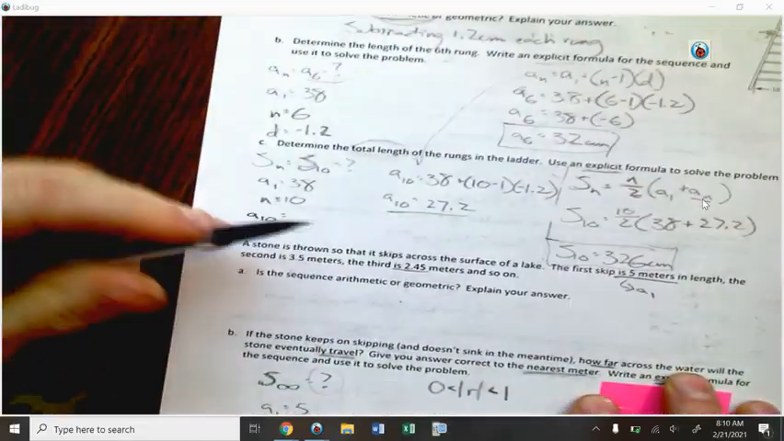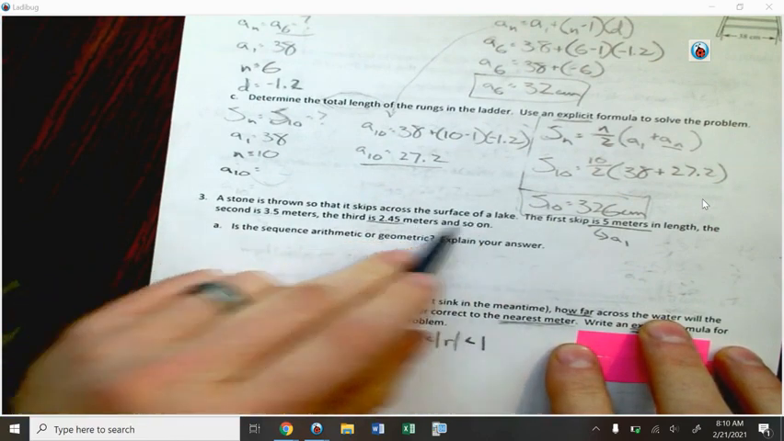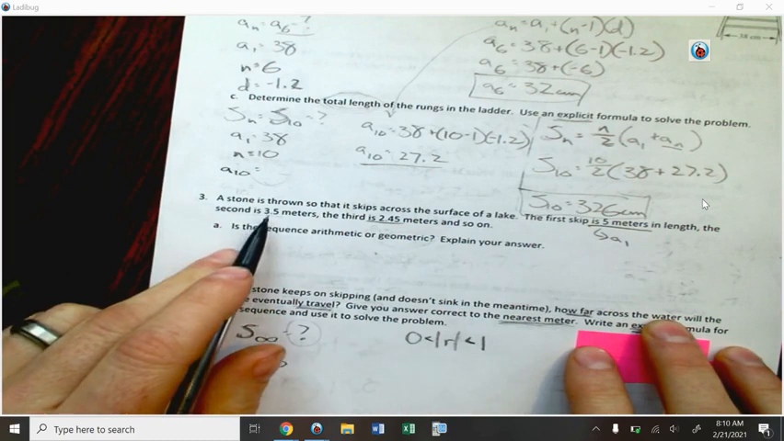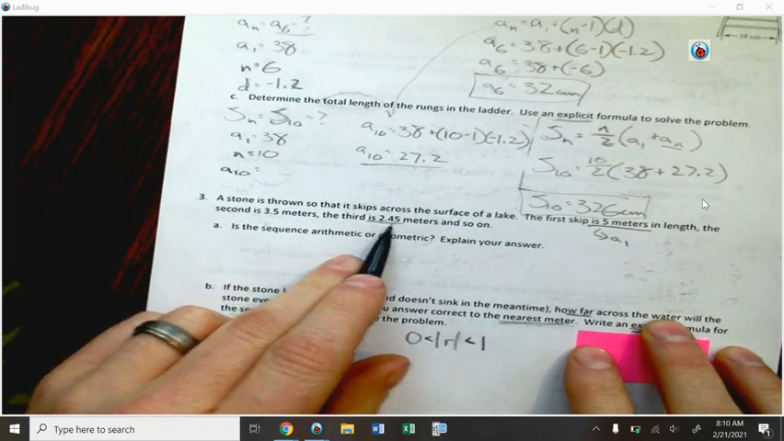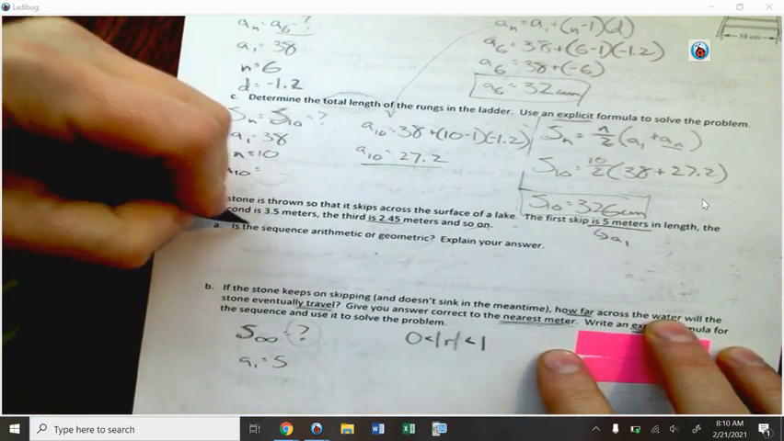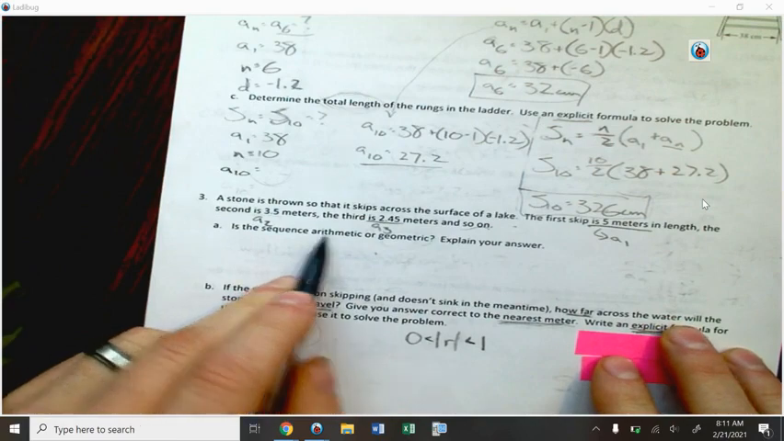And for my final one, we have a stone that's being thrown across and skips across the surface. Hopefully you've done this before, it's pretty fun. So the first skip is 5, the second is 3.5, and the third is 2.45, and so on. So this is going to be my a sub 1, my a sub 2, my a sub 3. So we're going to figure out if it's arithmetic or geometric.